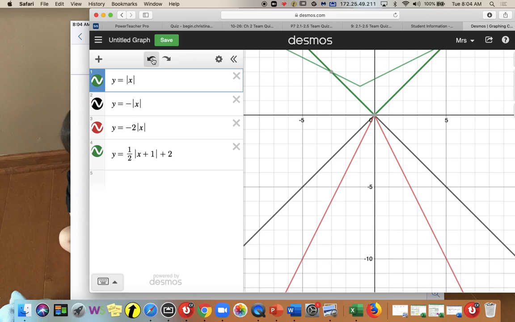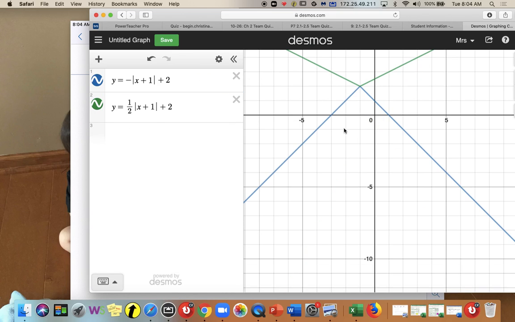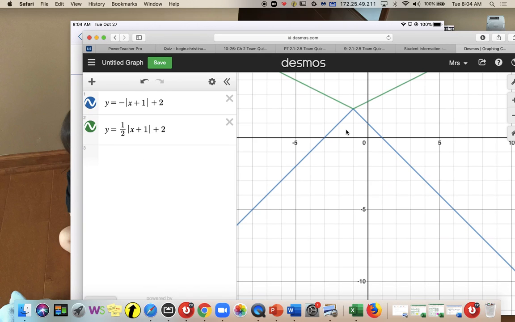Oh, I wonder if I can undo that. I want to get rid of all those. Okay, here are the ones I want to get rid of. Did I want to get rid of that? Oh, did I want to make it 1/2? Yes, okay. All right, so the blue graph was the one we just typed in that was negative.